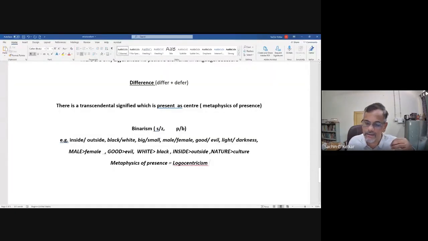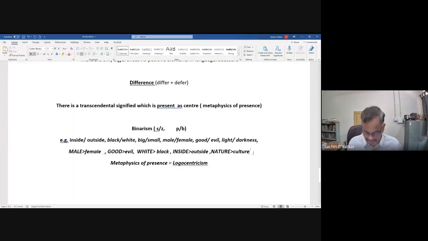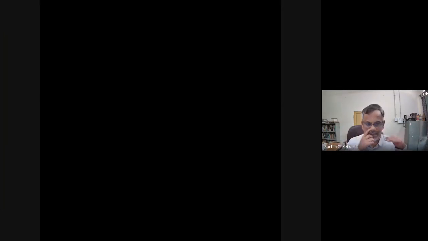But in actuality, male is as much defined by female, white is as much defined by black, good is as much defined by evil, and nature is as much defined by culture. Speech is seen as positive, complete presence. Writing is seen as inferior, or something which is lacking in the presence of speech.